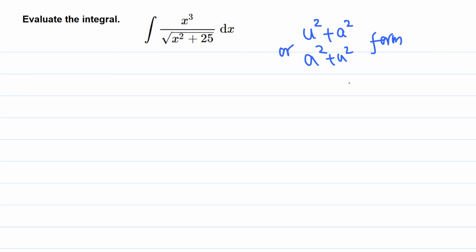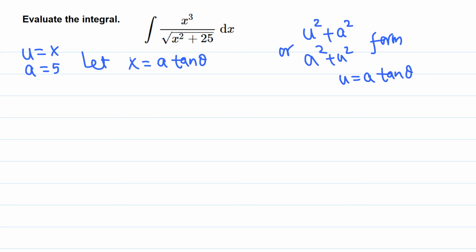So when we have this form, then we need to replace u by a tangent theta. In this case, u is just x and the number a is 5, so we let x be a tangent theta. That is, x equals 5 tangent theta.